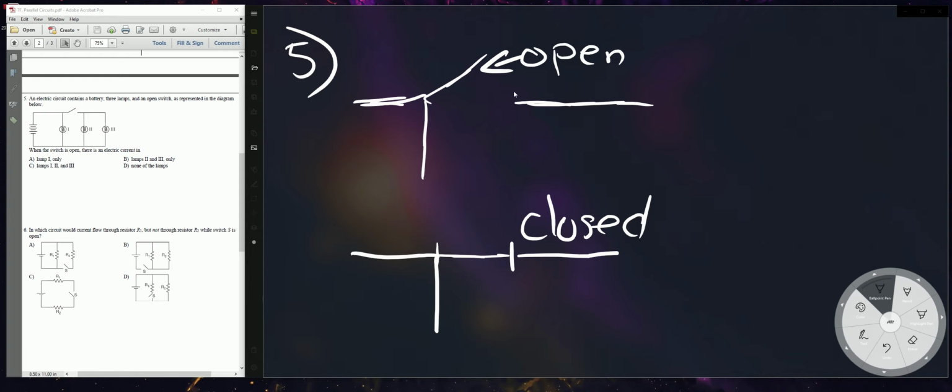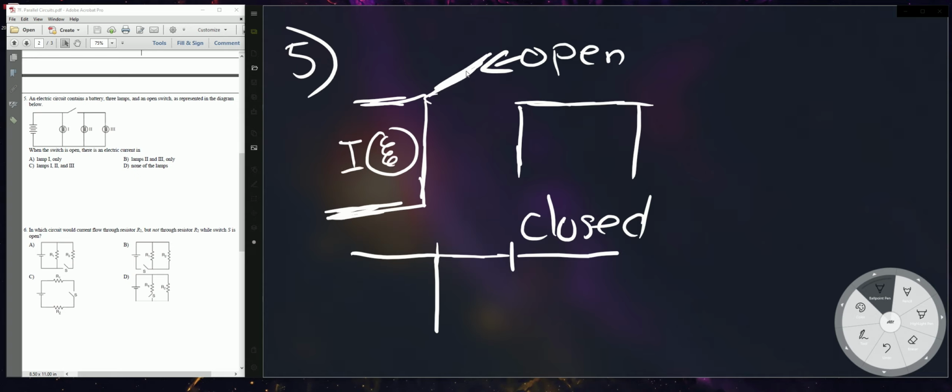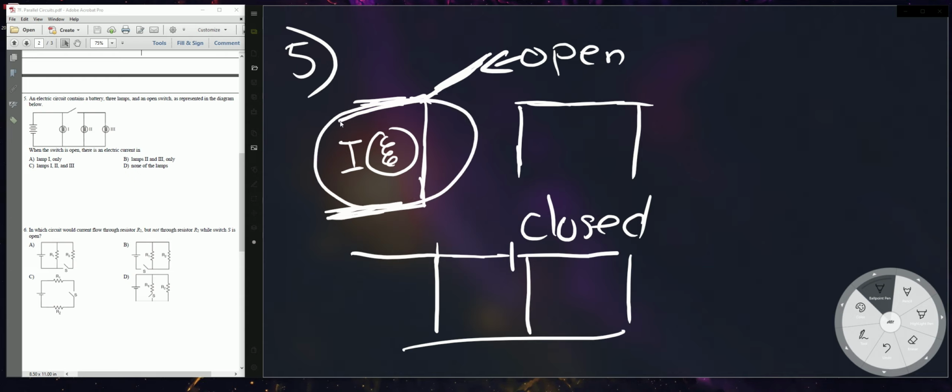that means it's closed. But when it's open, the only path that electric current can flow through is through lamp 1, right? That's the only thing it can flow through, and that's only if it's open. But once you connect the circuit and you close the switch, then the electric current can pass through each of these lamps. But when the circuit is open, the only current that can flow through is through lamp 1. All right, so that's your answer.